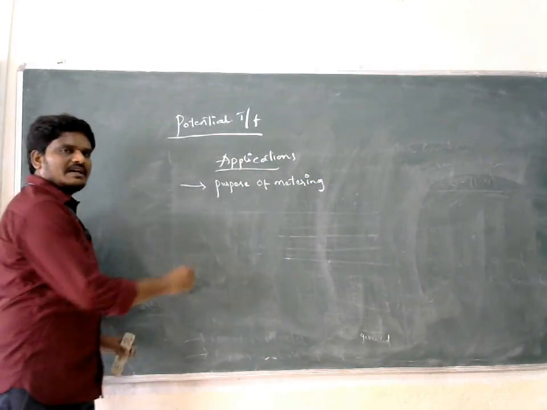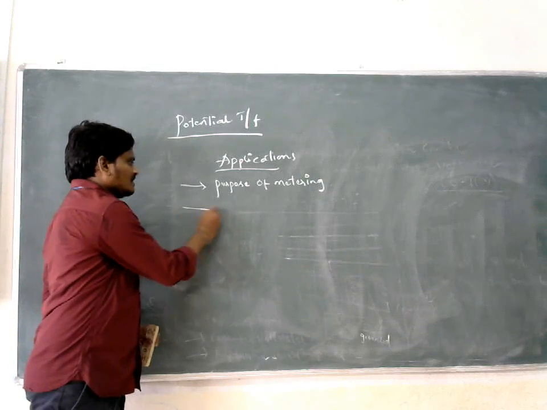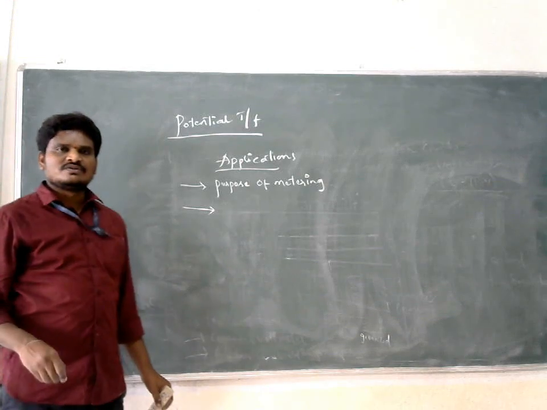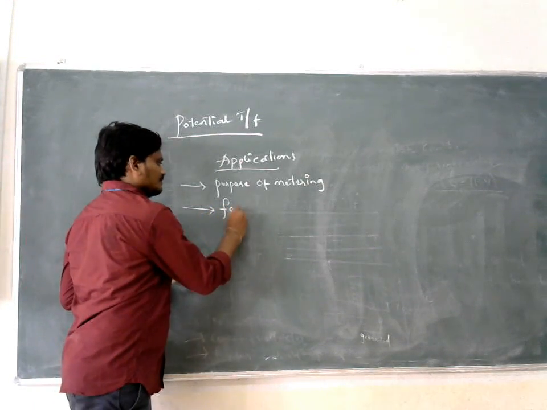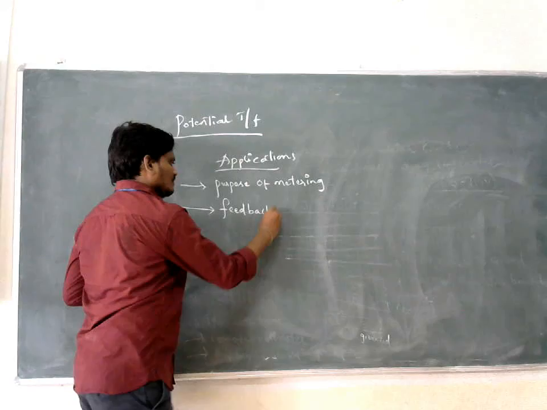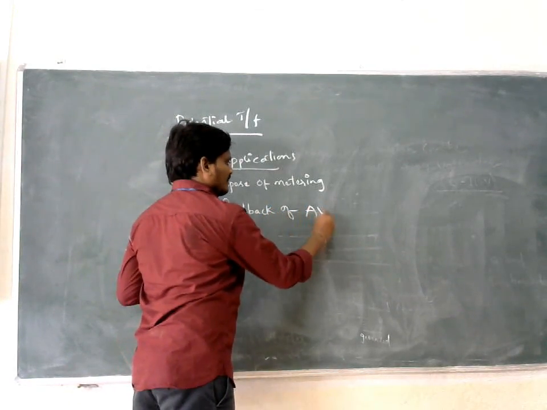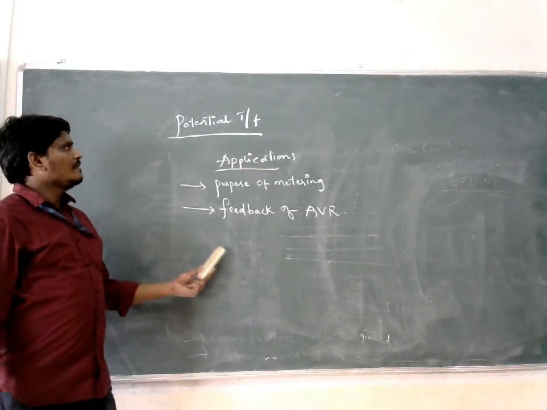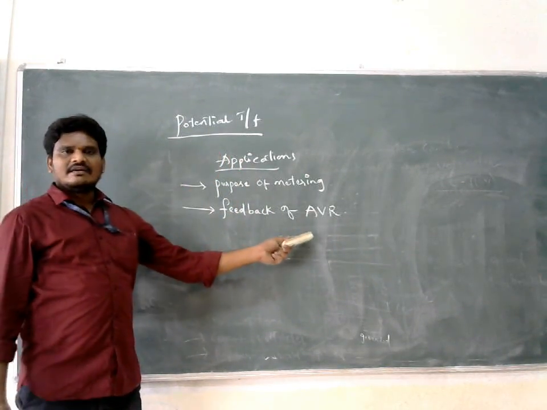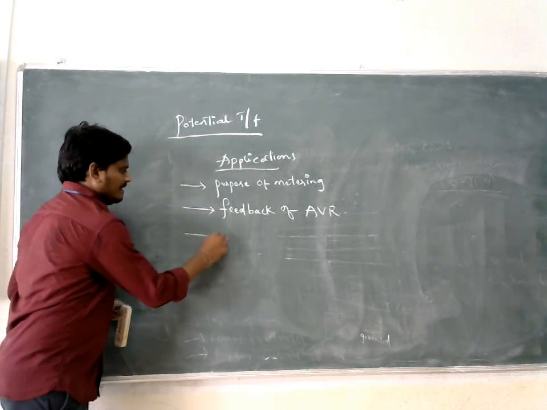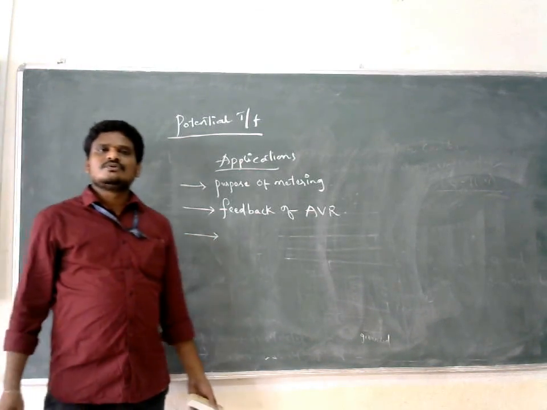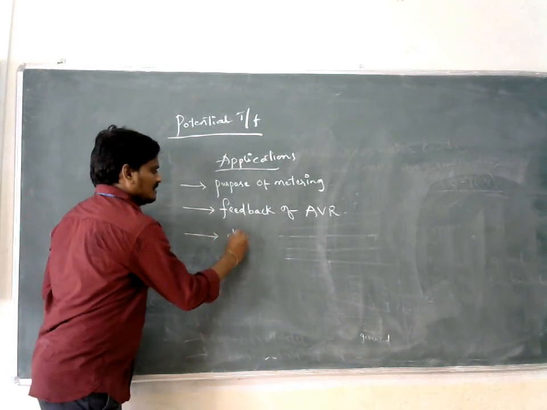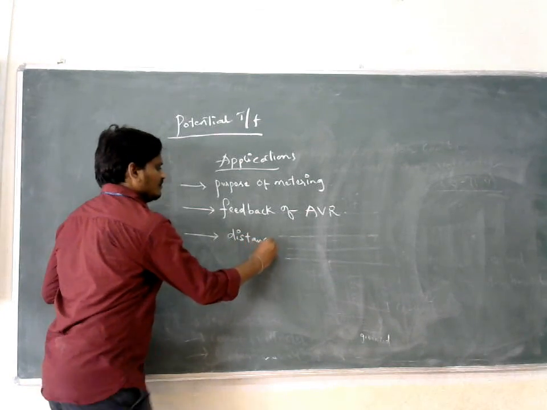And the second application of a potential transformer is that it can also be used as a feedback of AVR, that is, automatic voltage regulator. It can also be used as a feedback for what? AVR. Coming to the next application, it can also be used for the purpose of protection of feeders, for distance protection of feeders.